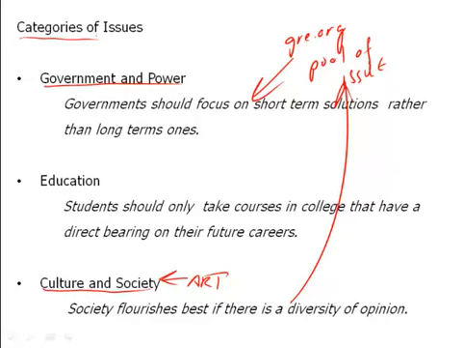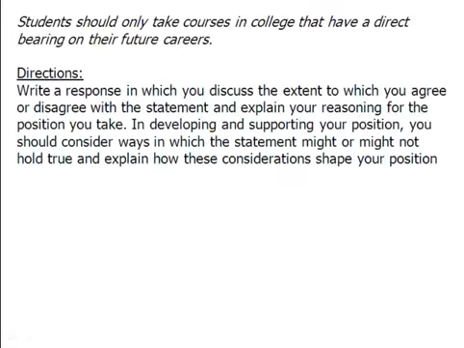And now that we've done this part, we want to actually dive into a specific issue. And it's going to be one we just saw a second ago from the education. And it is students should only take courses in college that have a direct bearing on their future careers. Now you'll notice the directions. Remember a second ago I said you will always talk about the extent to which you agree or disagree.